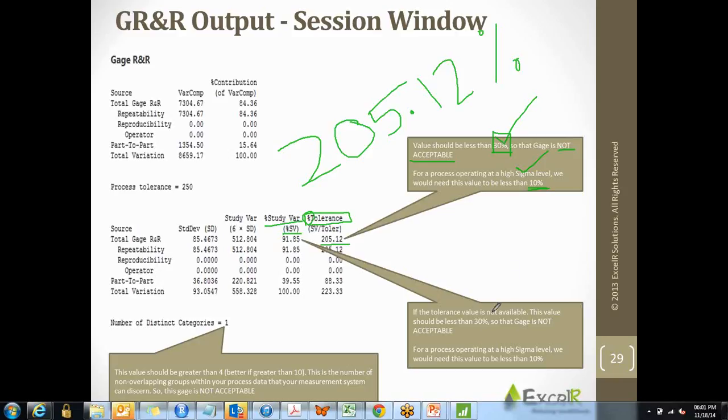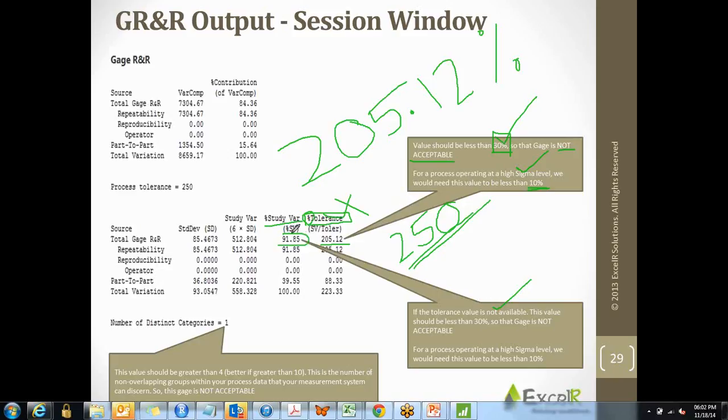If the tolerance value is not available, that means suppose you do not have this value. Why is this value appearing? Because we have given the tolerance limit of 250, 125 plus or minus 125 mm. Remember, Anuj, plus or minus 125 mm in the question? Yes.